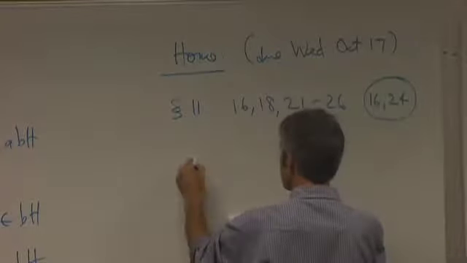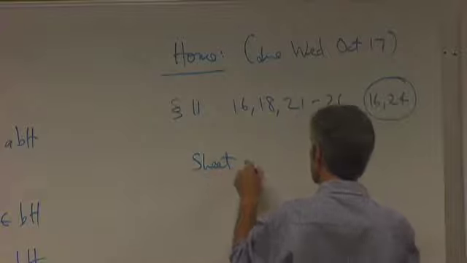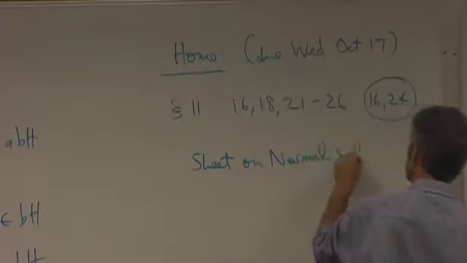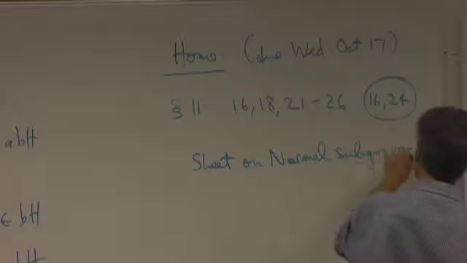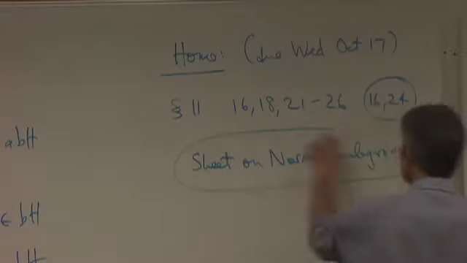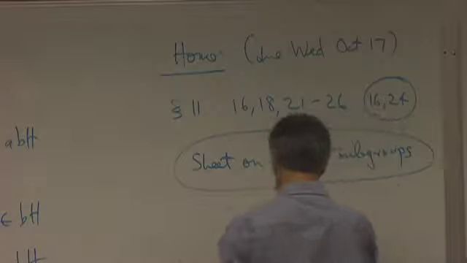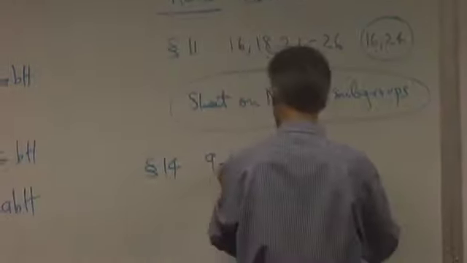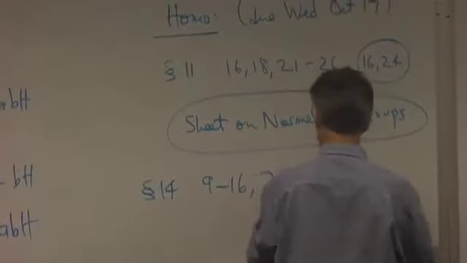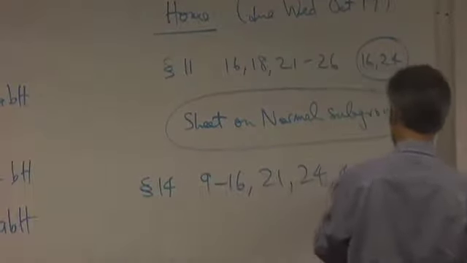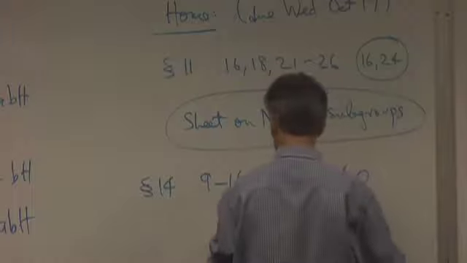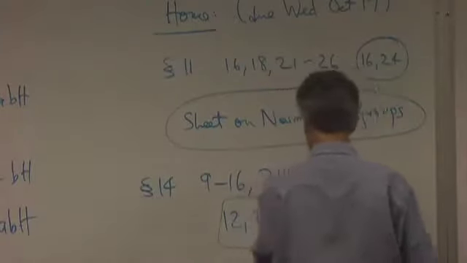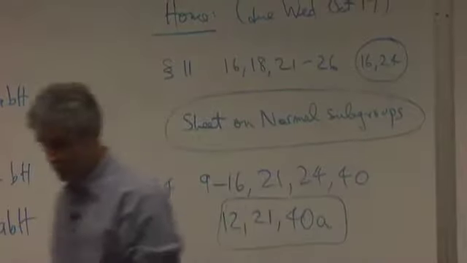Then I want you to do this sheet that I just handed out, the sheet on normal subgroups, and I want you to turn in the entire sheet. So that's a turn-in piece of the assignment. And then in section 14, problems 9 through 16, 21, 24, and 40. I want you to turn in 12, 21, and 40A. So this will be a relatively large assignment. Okay.